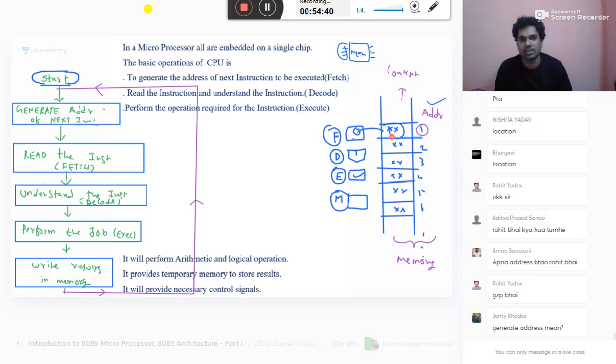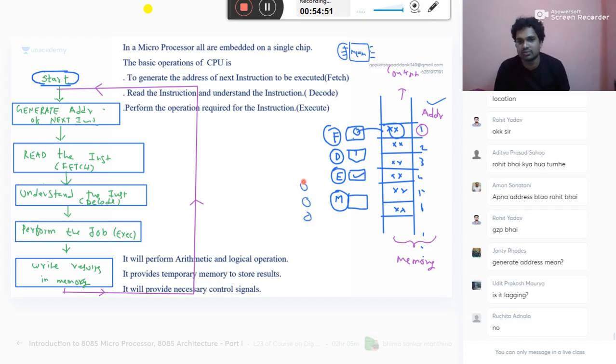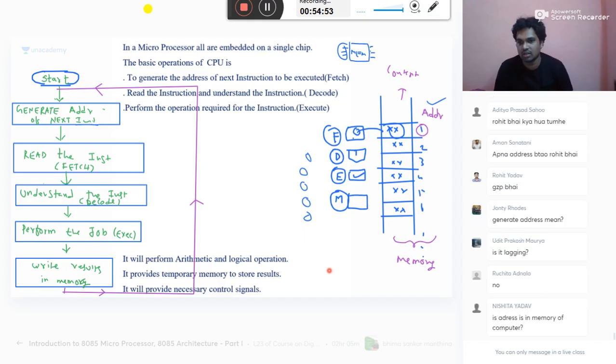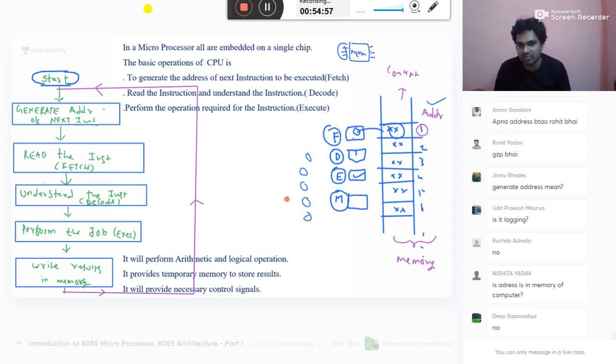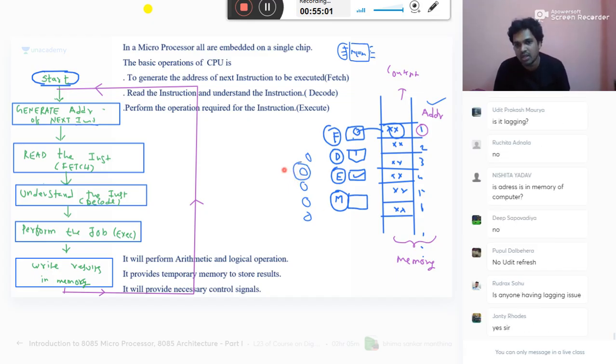Okay. So listen. Generating the address means a computer doesn't know from where it needs to study. You have n number of books in your library. From which book you need to read, or from that particular book, which page you need to start studying.